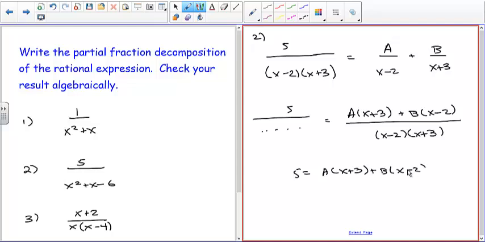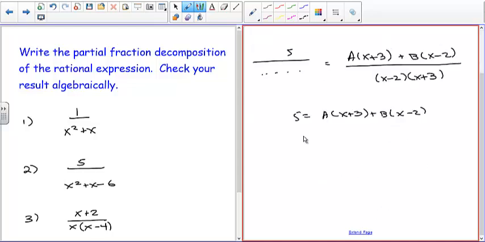Again, we're going to choose x to be two values. First, x is going to be equal to negative 3, so this term will go to 0 when we do that. And we'll let x equal positive 2, that'll make that go to 0. So doing the first one, we have 5 is equal to a times negative 3 plus 3 plus b times negative 3 minus 2. Again, plugging in.